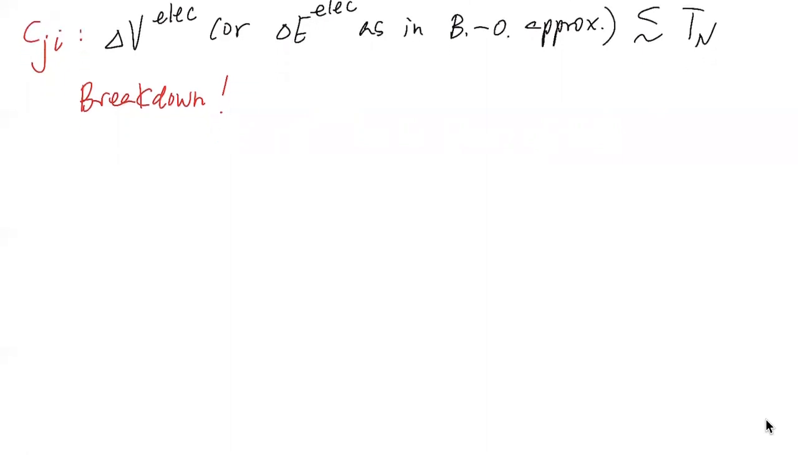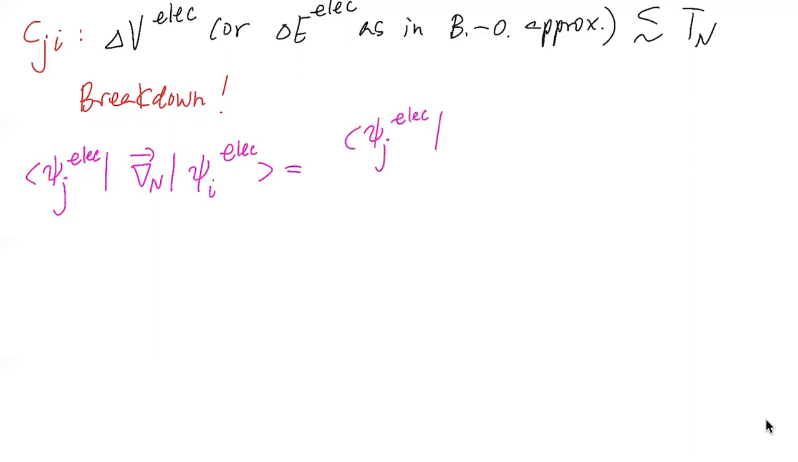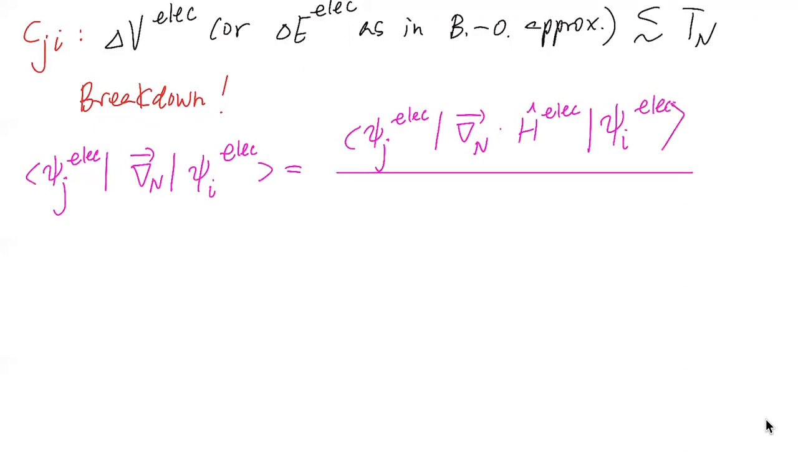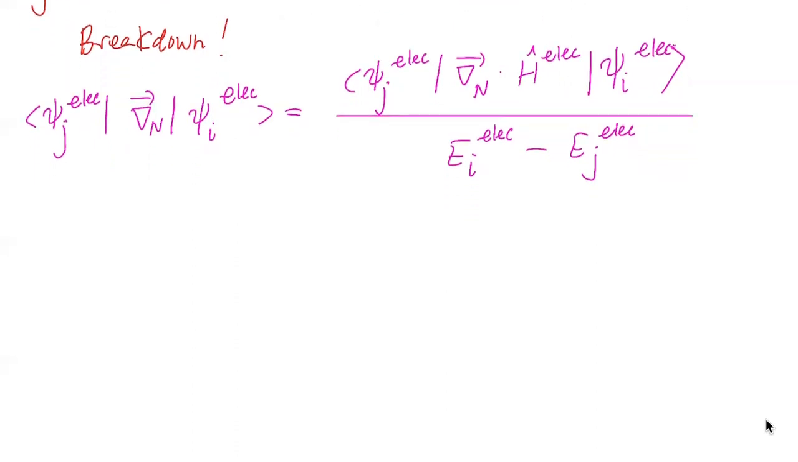So this coupling element, psi j electronic, nuclear gradient, psi i electronic, which is part of the definition of the Berry connection, can actually be calculated by using psi j electronic, the nuclear gradient of the electronic Hamiltonian, psi i electronic, over E_i electronic minus E_j. So I will not prove this formula here. I actually put it in one of the problems in your problem set.